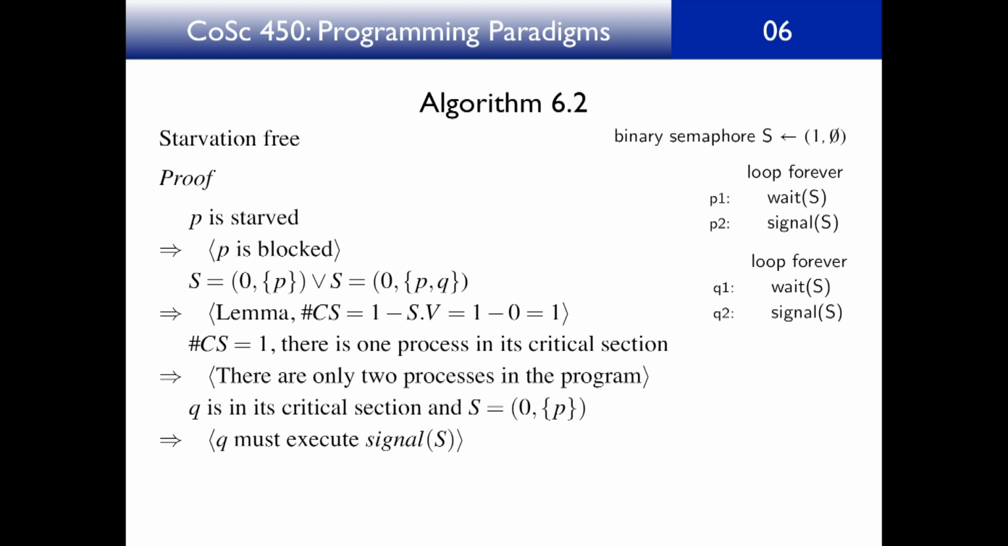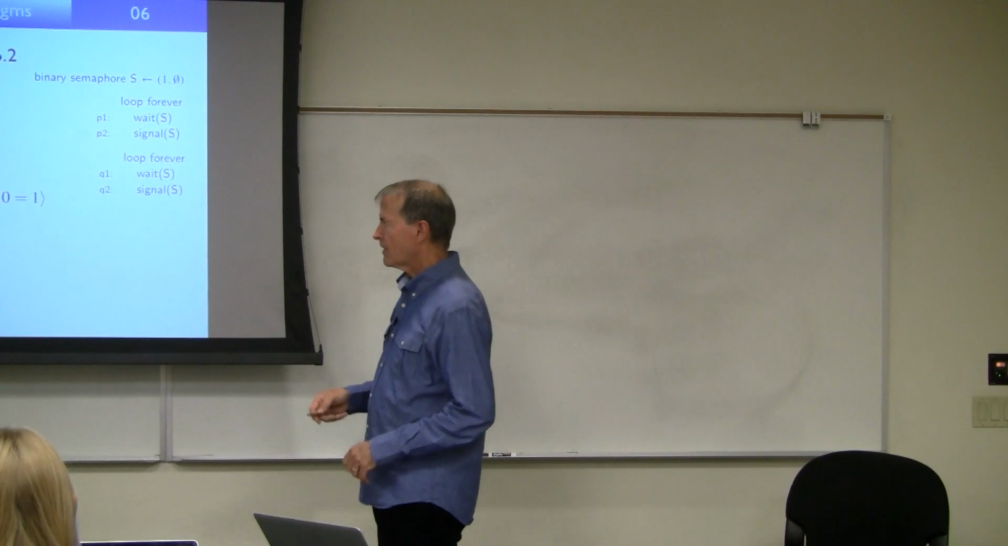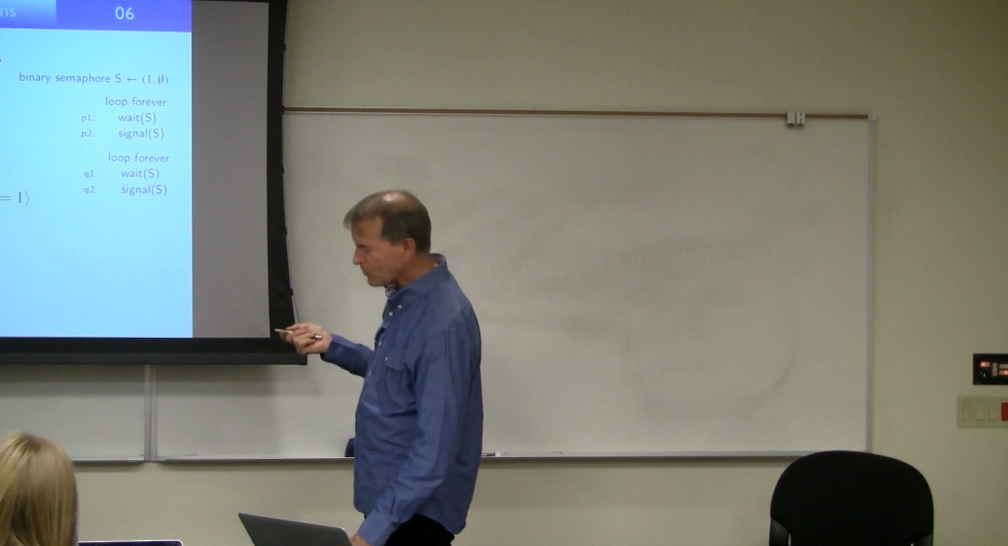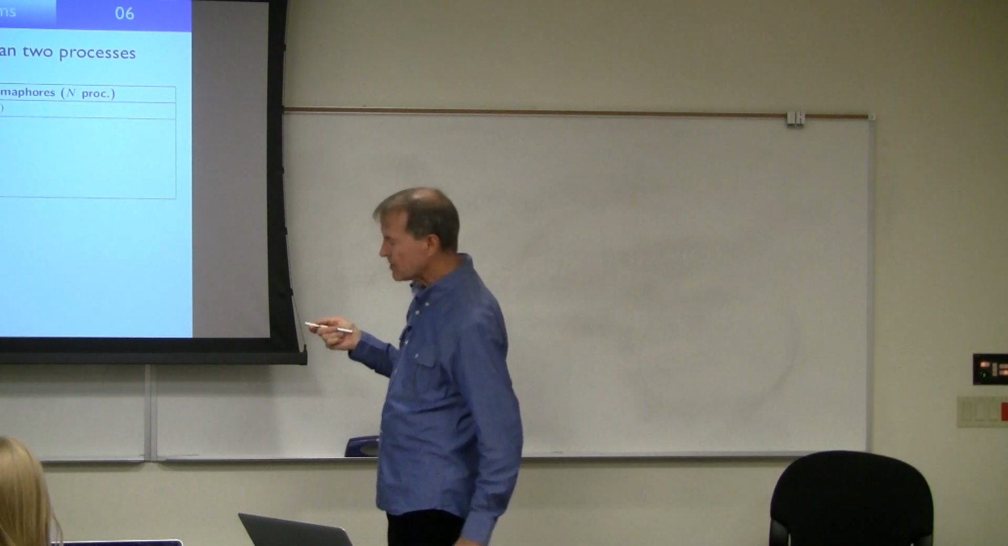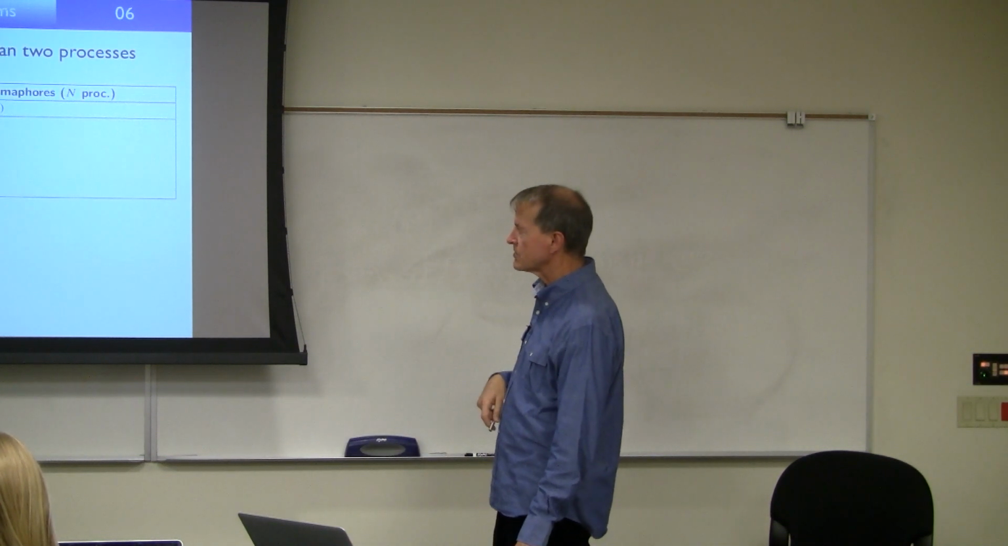But when it executes, what does it do? It executes signal S. But what does signal S do? It looks to see if the queue of blocked processes is empty, and because it's not, it has P in it, then it sets P to the ready state, and P can eventually enter its critical section and therefore is not starved. Great proof that's dependent upon this lemma that the number of processes in the critical section is 1 minus S dot V. Okay, so see how easy it is to reason about using semaphores with these very simple invariants.